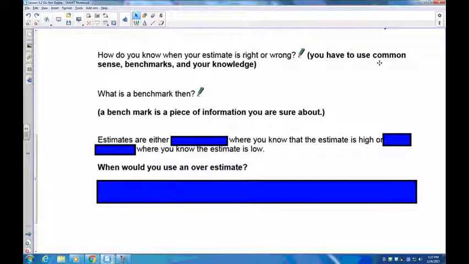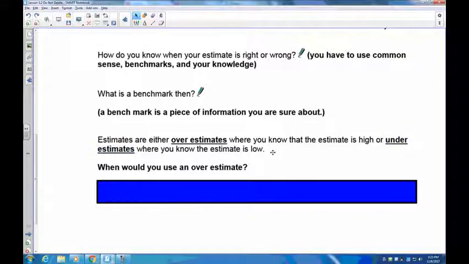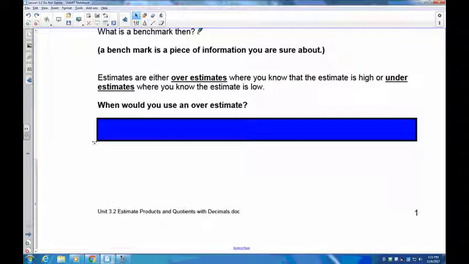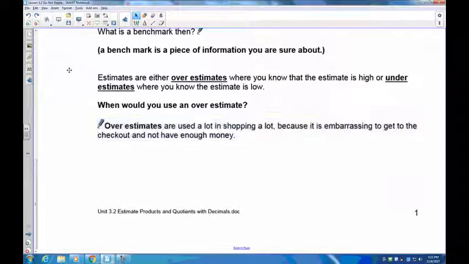Okay, now estimates are either overestimates, which is too high, or underestimates, where the estimate or the guess is too low. Sometimes you want to overestimate. So for example, if you go shopping and you don't want to be embarrassed when you pay for things, you want to make sure that you overestimate the cost of the items that you're purchasing. So if you would round everything up, to make sure that when you got to the cashier that you had enough so that you could pay for it all, and then you wouldn't have to put anything back.